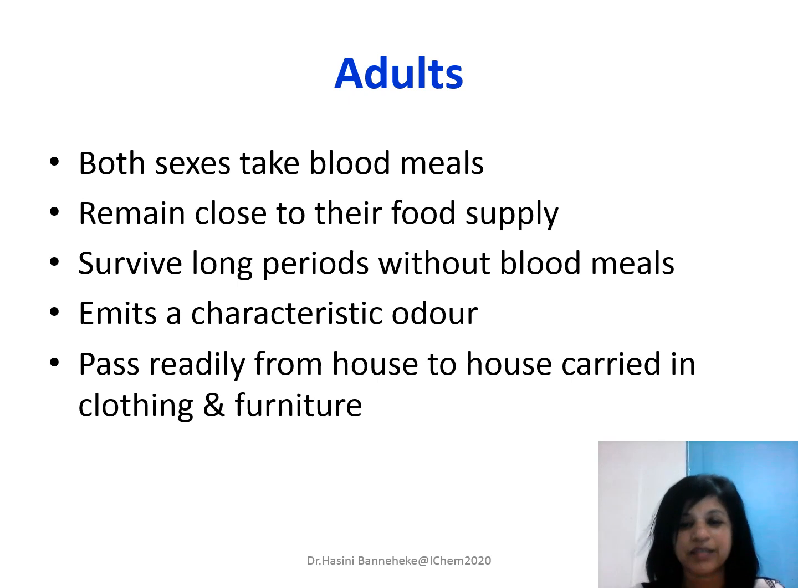And when it comes to adult bed bugs, the Cimex bed bug, both sexes, that is the male bug and the female bug, take blood meals, and generally they stay close to their food supply. That's why they are in chairs, benches and beds, so that they can readily have access to the blood. And generally they survive long periods without blood meals, so even if they don't have access to a host for a blood meal, they can still survive.